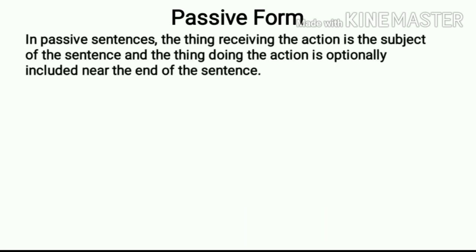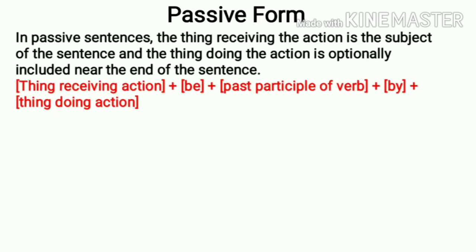Now let us discuss the passive form of the sentence. In passive sentences, the thing receiving the action is the subject. The thing receiving the action is the subject of the sentence. And the thing doing the action is optional and is included near the end of the sentence. That means in active form, what is the object? It becomes subject in the passive form.